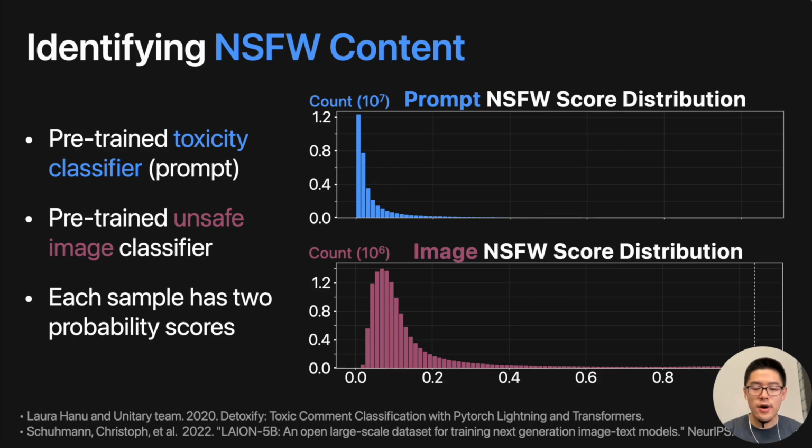We also use a state-of-the-art pre-trained model to detect NSFW content. For prompts, we use a toxicity classifier to detect the NSFW scores. And for images, we also use a pre-trained unsafe image classifier to detect images with sexual content and some violent content. For each sample, we compute the probability score of it being NSFW, and we associate each sample with two scores, and we distribute them with DiffusionDB.